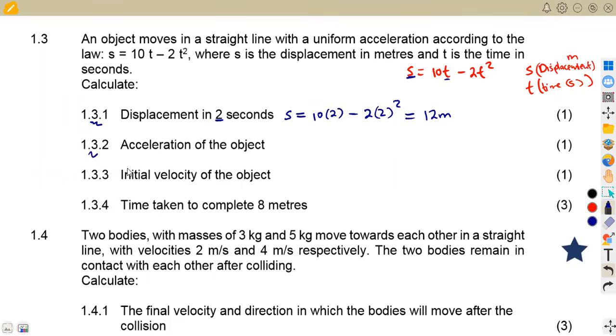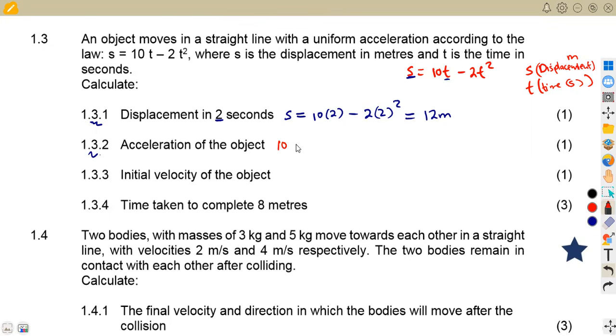Then we are given now the acceleration of the object. I want you to note this part. If you are given the formula for displacement, you can work this mathematically. For you to obtain the acceleration, from the displacement you find the derivative. So if you are given the displacement in this case, what you do is find the derivative with respect to time.